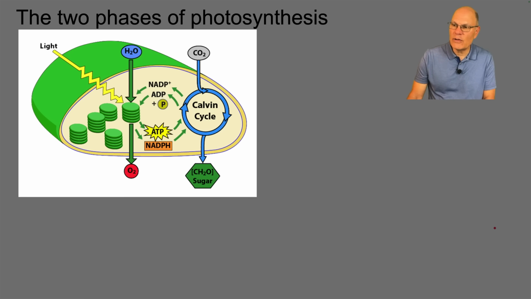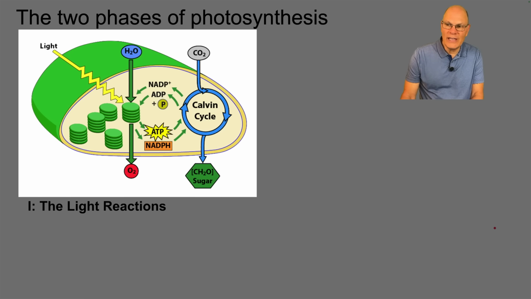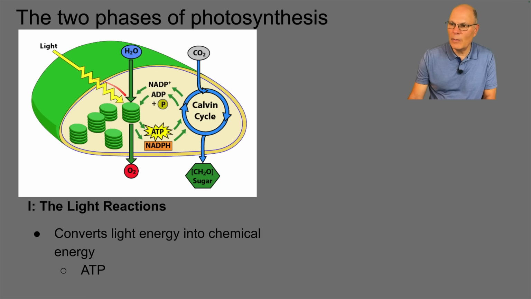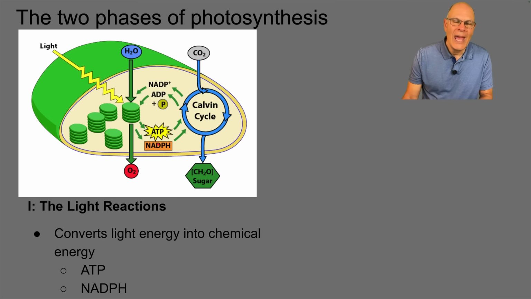There are 2 phases of photosynthesis. The first of these are the light reactions. In the light reactions, light energy, shown coming in over here, is converted into chemical energy in the form of ATP, which we just discussed, and NADPH. NADPH is a mobile electron carrier. It can carry electrons, it can carry reducing power, if you want to talk about it chemically, from one area of the cell to another.